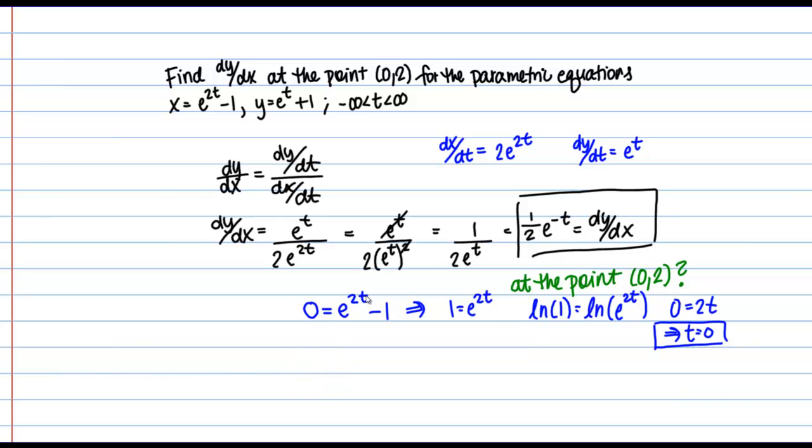But just to make sure that we did things correctly, let's also check the y coordinate as well. So I'm going to take my y equation, e^t + 1, and set it equal to 2, since my y coordinate here is 2, and make sure that I get the same t value. So this gives me e^t = 1. If I take the natural log of both sides, I get t = ln 1, so t equals 0. Okay, so good. So t = 0 corresponds to the point (0, 2).